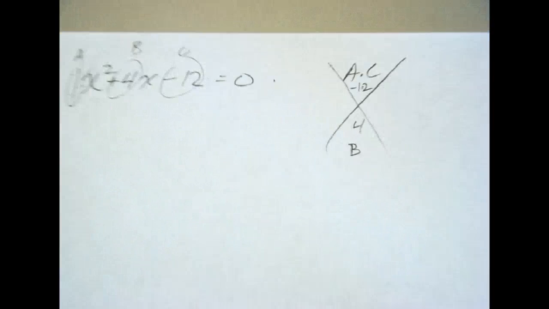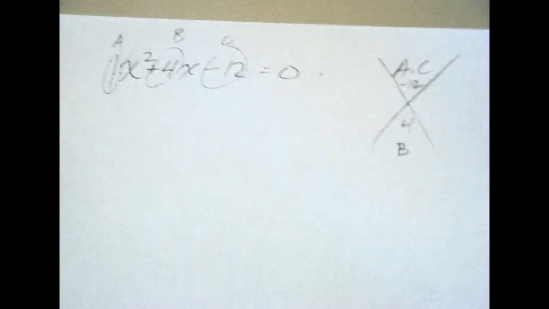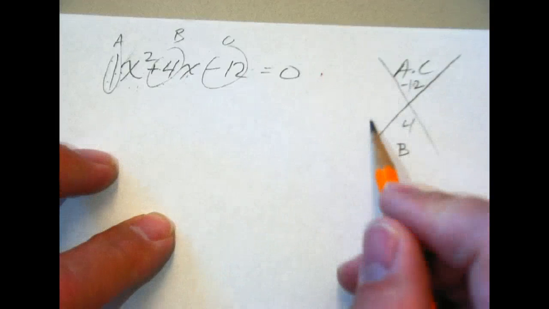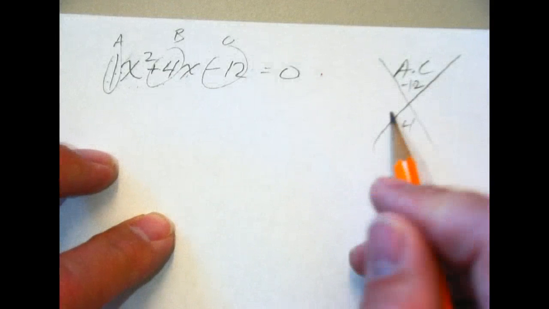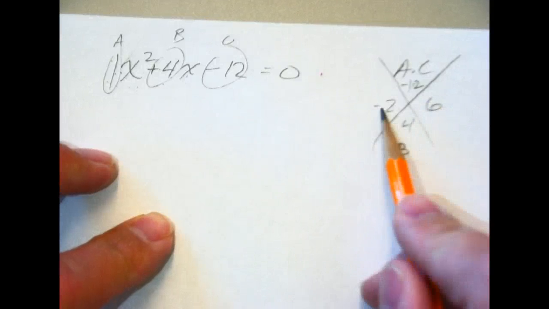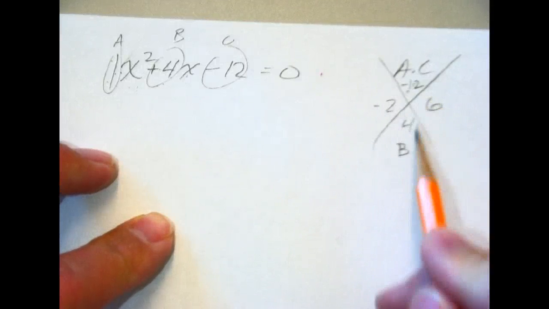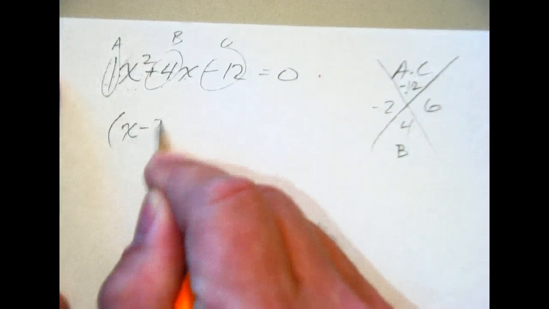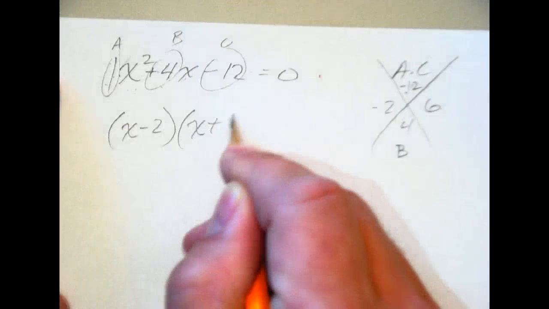Do all the factors of 12. 1 times 12, they won't add to 4. 2 times 6, well, 2 and 6, you can make a 4. Since this is negative, one of those two things has to be negative. Negative 2 times positive 6 makes negative 12, and it adds to 4. So my factored version is x minus 2 times x plus 6 equals 0.